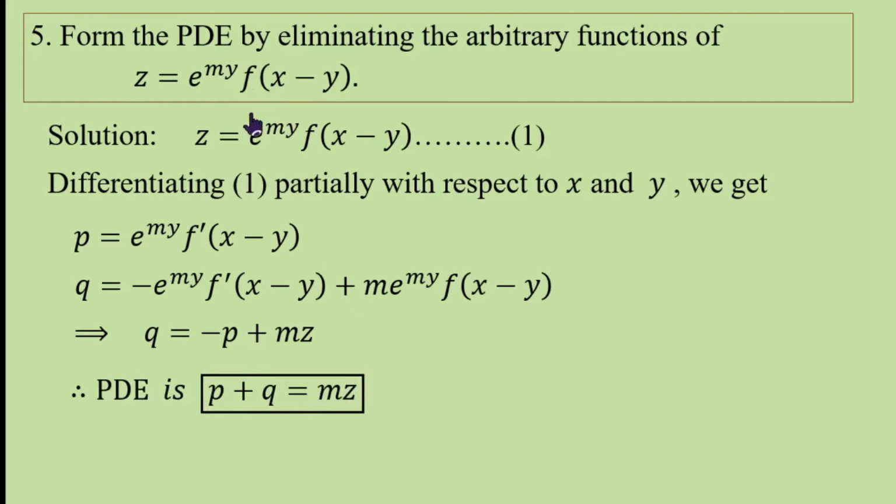Here the arbitrary function f is eliminated, not m. M is a fixed constant. Here f is the arbitrary function and f is eliminated. So the required PD is p plus q equal to mz.